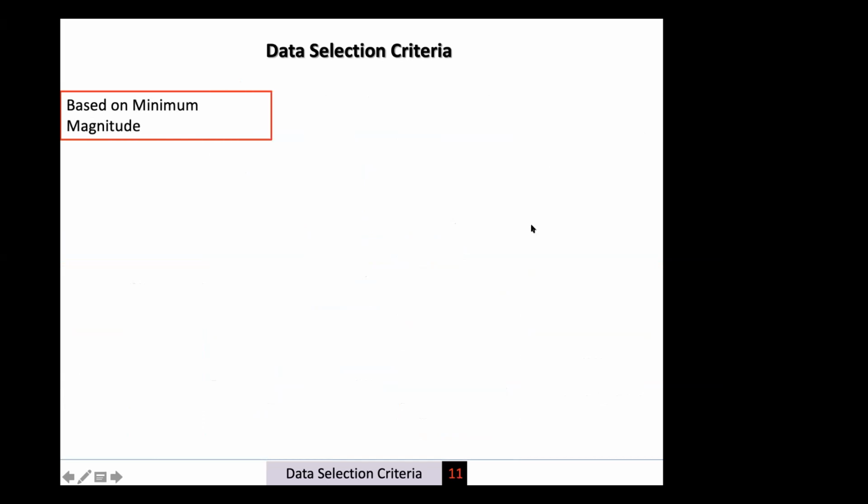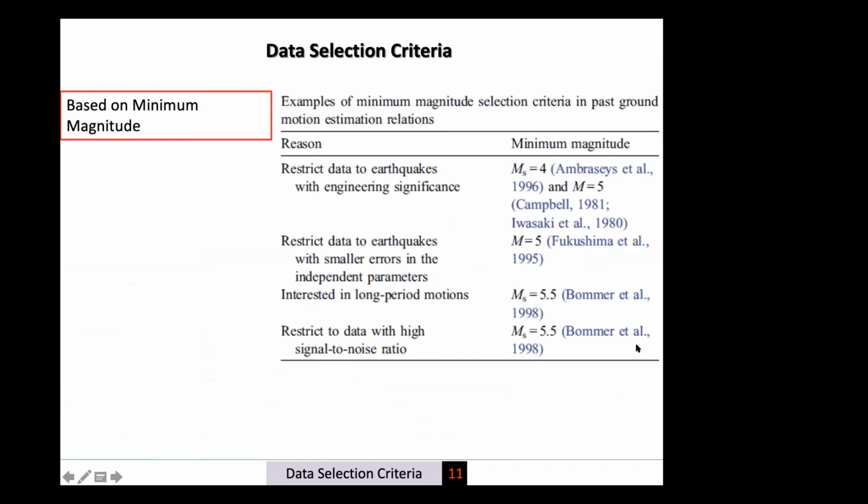The other selection criterion is based on minimum magnitude, and here you can see some examples of this criterion. For example, minimum magnitude selection criteria in past ground motion estimation relationships. This is the table from the same paper. For example, Ambraseys 1996 restricted the data to earthquakes with engineering significance. When we are talking about an earthquake of magnitude 2 or 3, it is not very significant from an engineering point of view, because it is even difficult to feel such a motion.